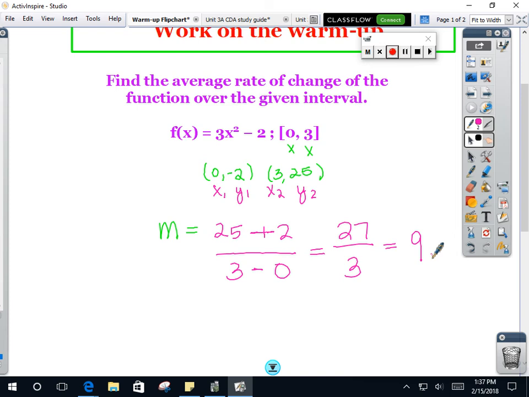Now, do you think the average rate of change would be a 9 if the interval had been like 0 to 5? No, because it's a parabola, okay? It gets steeper and steeper as it goes up. If it were a line, it would be consistent. It would be the same rate of change no matter what interval they gave you. But with a parabola, it would not be the same.